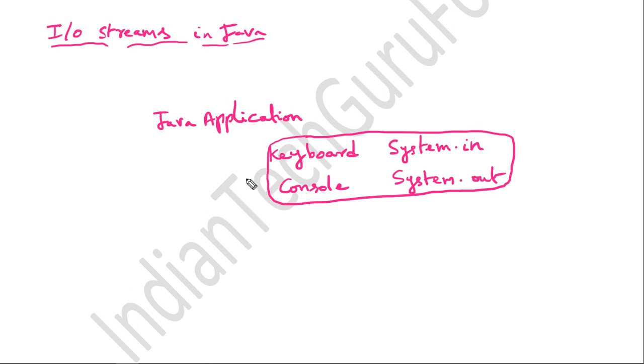However, when reading data for the Java application from the keyboard or displaying the output to the console, the data will be residing only temporarily. It cannot be stored permanently. So that is one drawback of reading data from the keyboard as well as displaying the output on the console, because this entire data will be residing in the temporary memory, RAM.